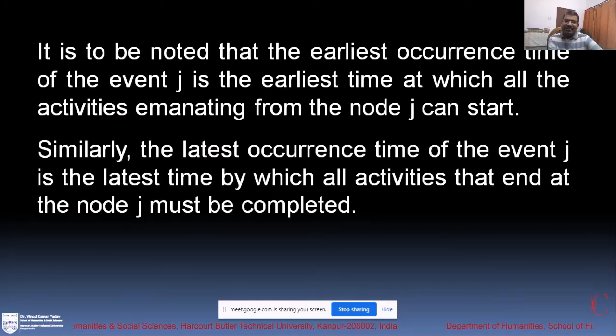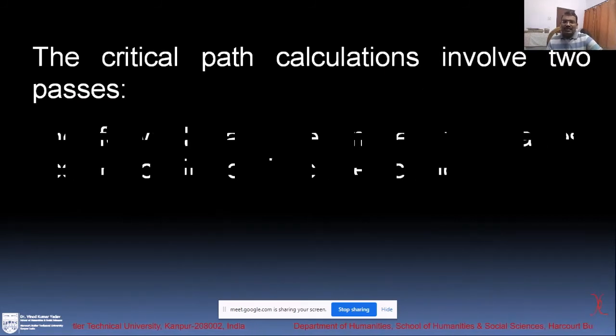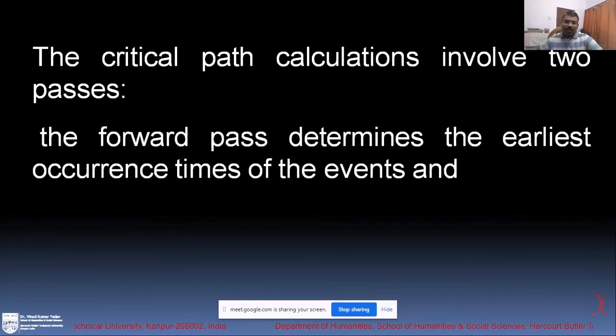Similarly, the latest occurrence time of the event J is the latest time by which all activities that end at node J must be completed. So these things are very important. Two things are very important. Critical path calculation involves two passes. The forward pass determines the earliest occurrence times of the event. We will calculate that taking one example.